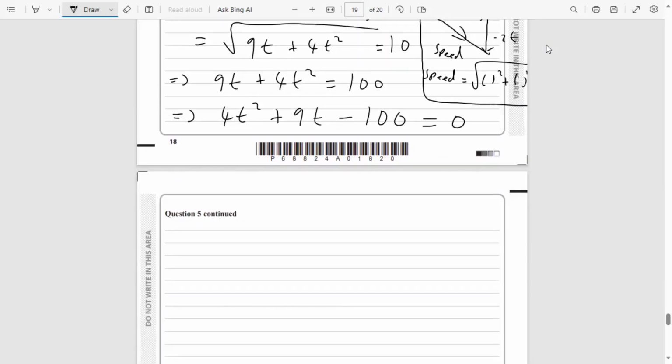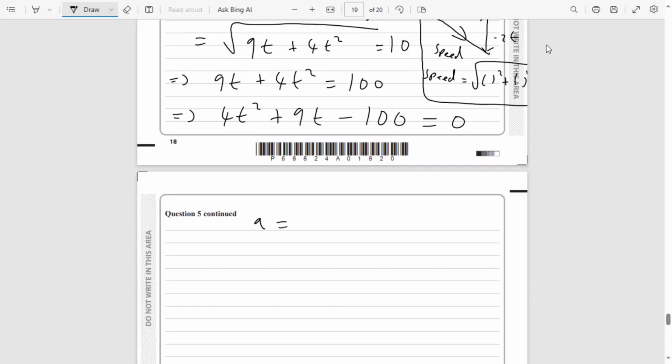I'm gonna cheat. I can't be bothered to factorize it, so I'm just gonna use my calculator. Obviously you could use the quadratic formula, but I'm gonna go to the equation solver on my calculator. Hopefully you guys know this, but if you have any questions, do drop a comment and I can try to help out.